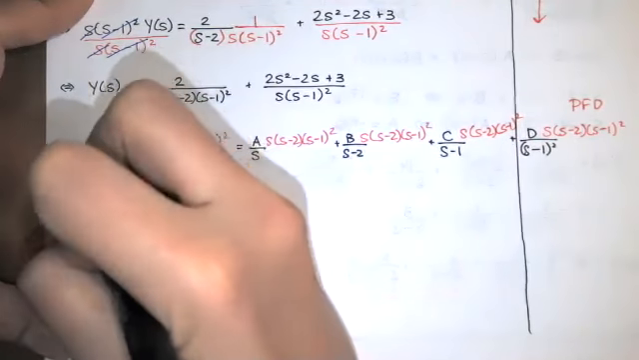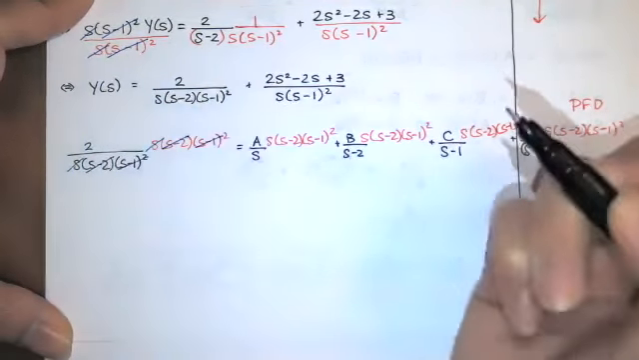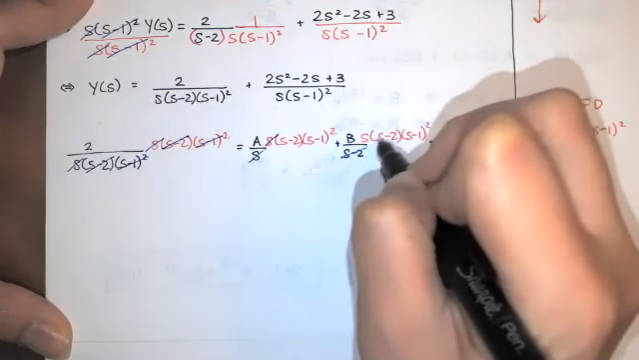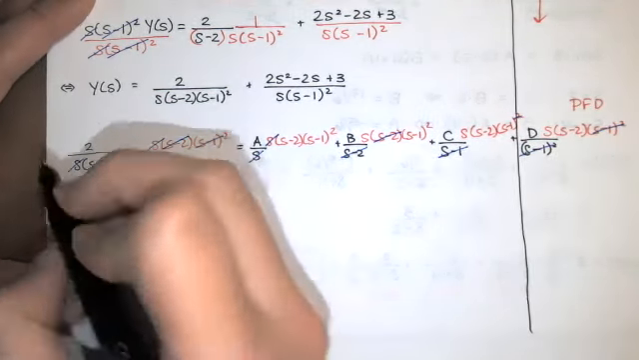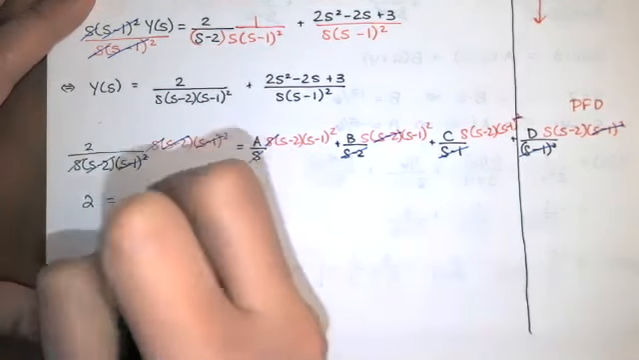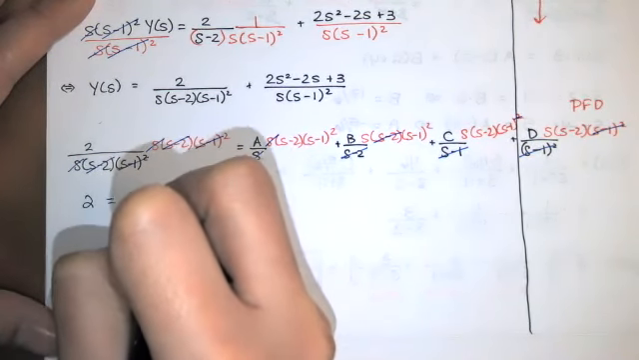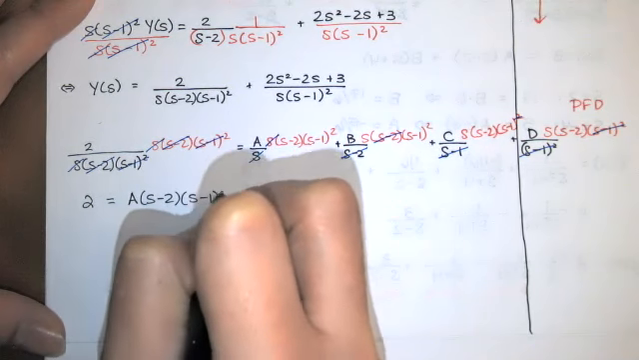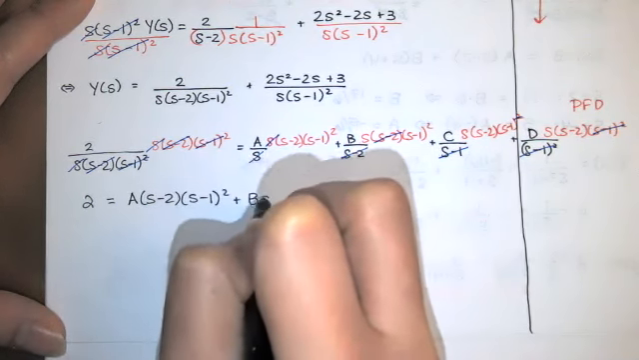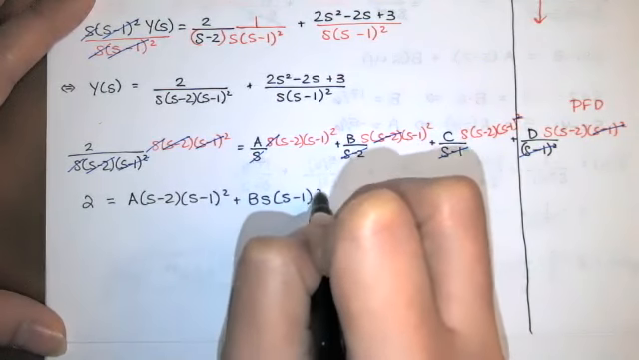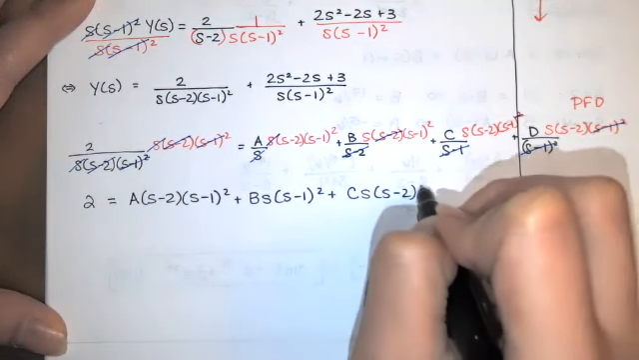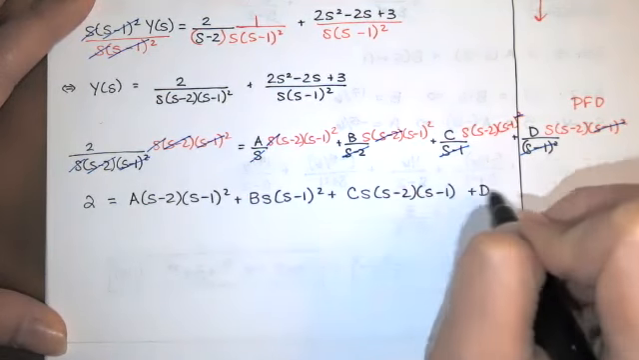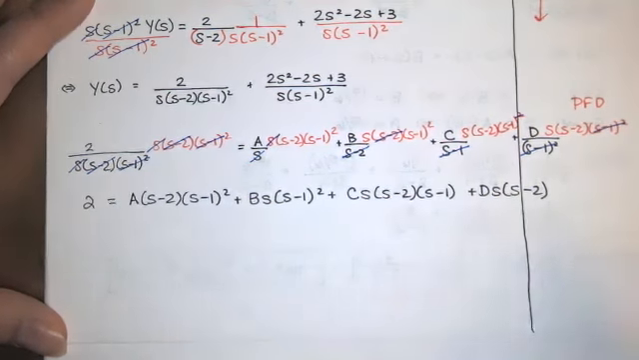So these guys reduce, and these guys reduce. The s's reduce. The s minus 2's reduce. The s plus 1's, or one of those will reduce, and then both of them reduce on that last one. So we end up with this. Just a 2 equals A times s minus 2 times s minus 1 squared plus B times s minus 1 squared plus C times s minus 2 times s minus 1 plus D times s minus 2.